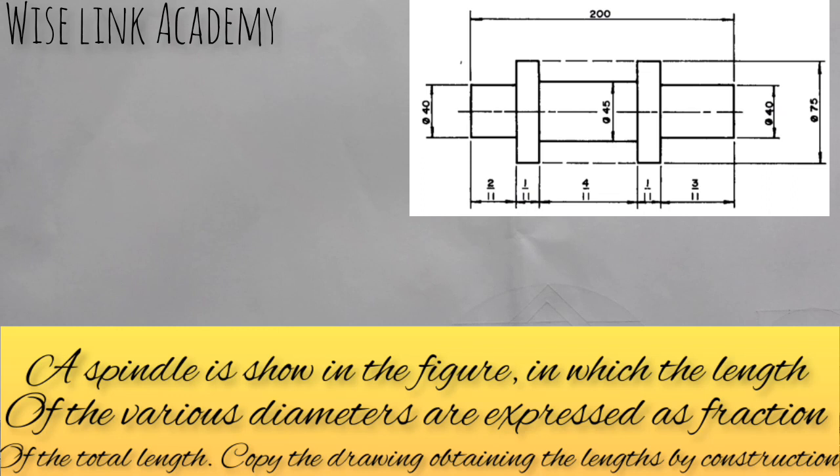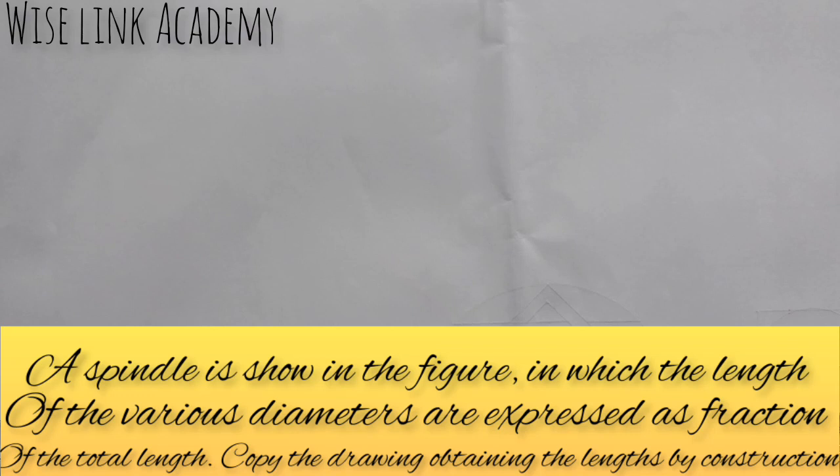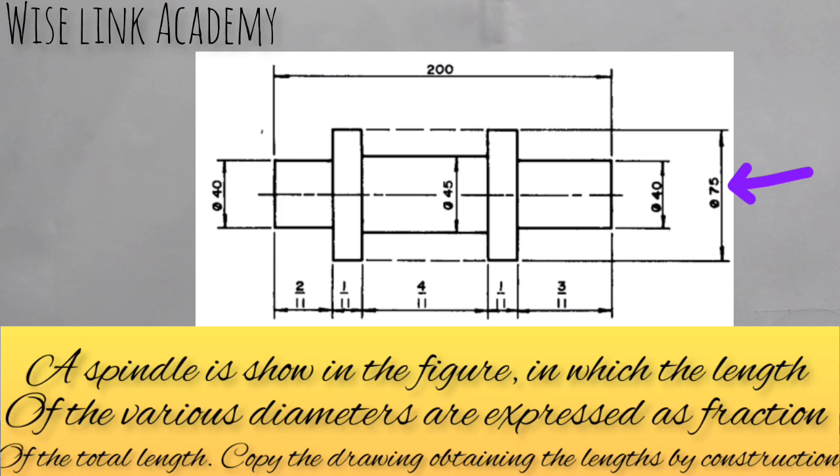Alright. First and foremost, what we need to know here is what? We need to observe the length of that spindle, right? And the height of that spindle. By my observation, the height of that spindle is what? Diameter of 75, as you can see my arrow indicating. While the entire length of that spindle is 200, as you can see my arrow also indicating.